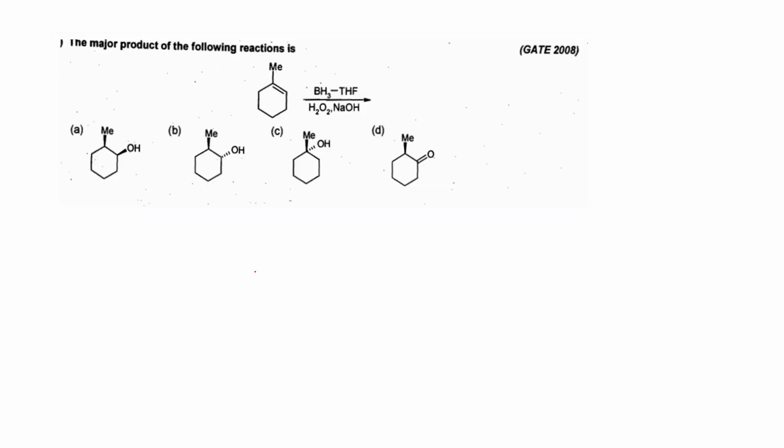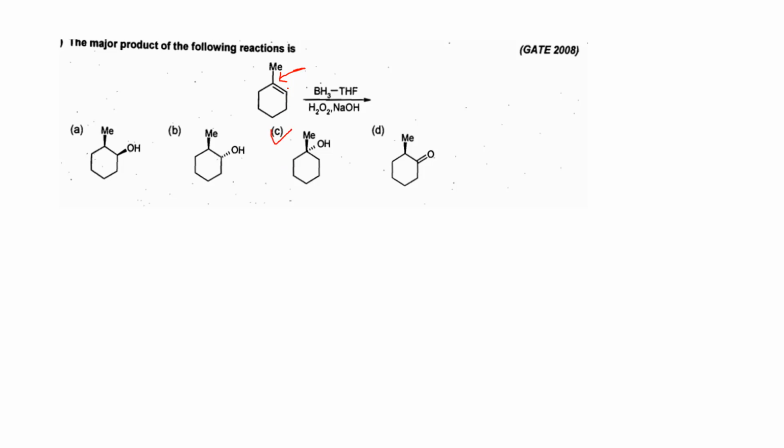Let's go to our next question. The major product of the following reaction. So what will be the major product of the following reaction? It is very simple. I think you guys can do that. Which one is the more hindered side? Obviously this one. So boron will be added here. After that it will be substituted by OH. So the correct option will be option C.